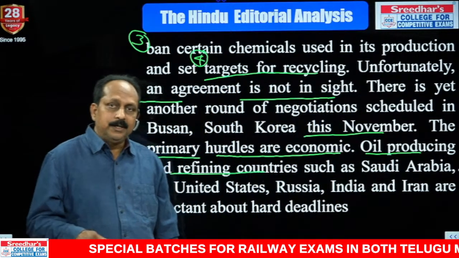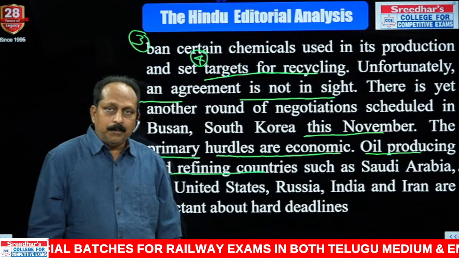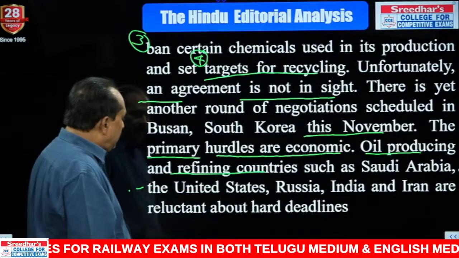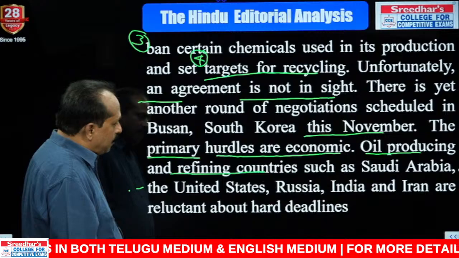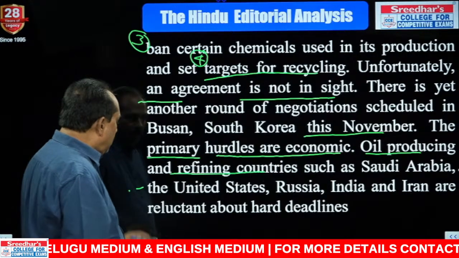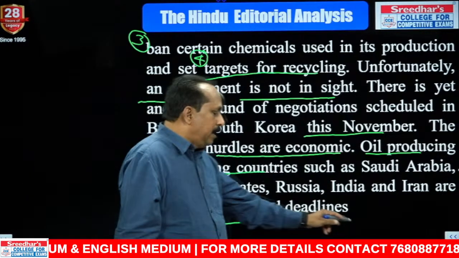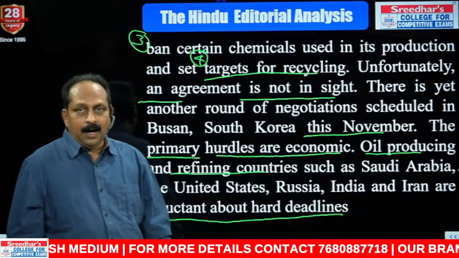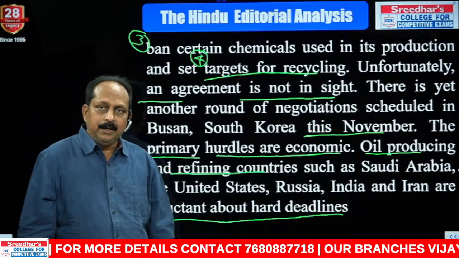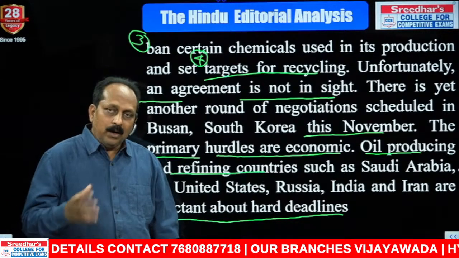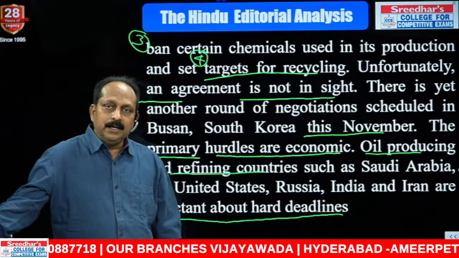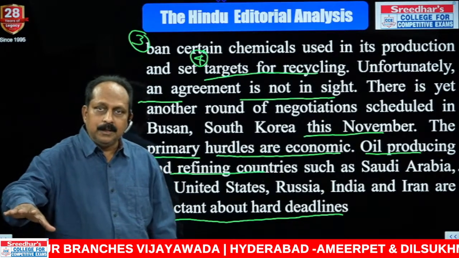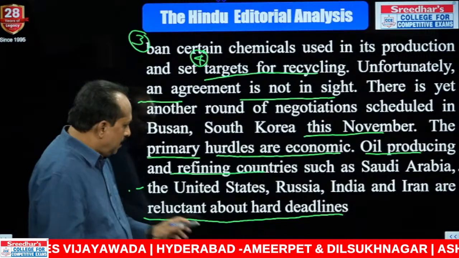One oil producing, the other oil refining. Oil producing and refining countries such as Saudi Arabia, the US, Russia, India and Iran are reluctant about the hard deadlines. Reluctant, unwilling. They are not happy with the hard deadlines. What is the reason? Alternatives are not there. Without alternatives, you tell someone to stop something, that is not acceptable.